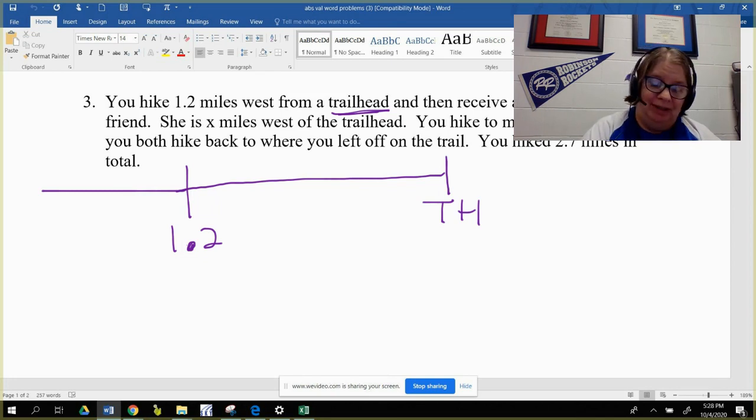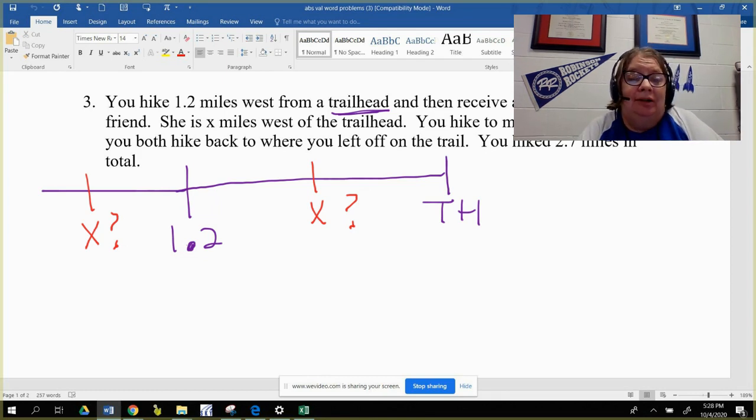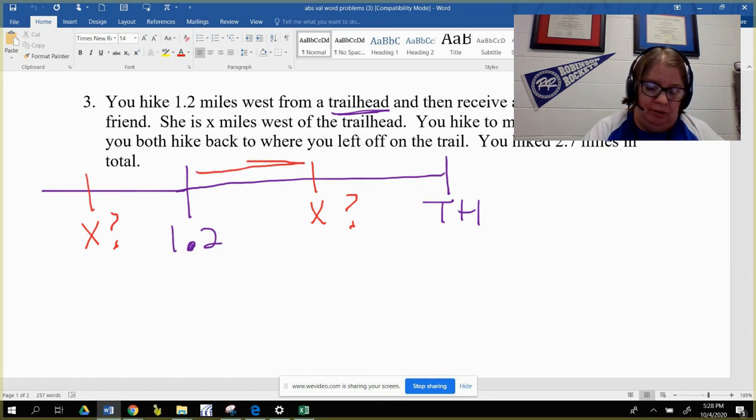She is X miles west, so that's the same direction. So she's gone the same direction from the beginning of the trail, but we don't know if she's here or if she's here. Okay? We don't know if she's ahead of you or behind you. You might can figure that out from your conversation, but what if she doesn't tell you? You've hiked 1.2 miles already. You're going to hike to meet your friend, and then you're going back to where you started at that 1.2. So you're either going to go this distance and back, or you're going to go this distance and back.